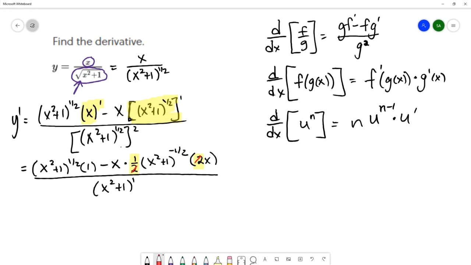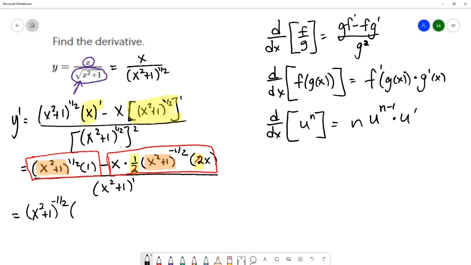And both of these terms in the numerator, I'm going to box the 2 terms. We have one term here and another term here. Both of the terms in the numerator have a common factor of x squared plus 1. So I'm going to factor out that common factor. When I factor it out, I'll have x squared plus 1, and I'm going to choose the lower power, which is the negative 1/2 power.